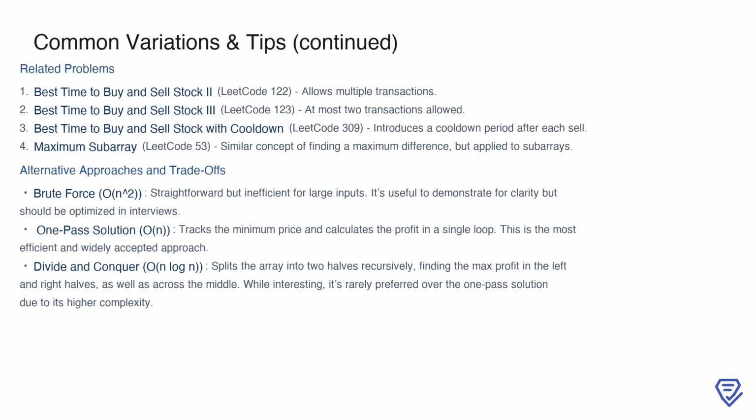This problem is closely related to several other stock buying problems on LeetCode. For example, in Best Time to Buy and Sell Stock 2, multiple transactions are allowed, which adds a layer of complexity. In Best Time to Buy and Sell Stock 3, at most 2 transactions are allowed, requiring a more sophisticated approach. Best Time to Buy and Sell Stock with Cooldown introduces a restriction where you must wait for a cooldown period after each sell, adding another constraint.